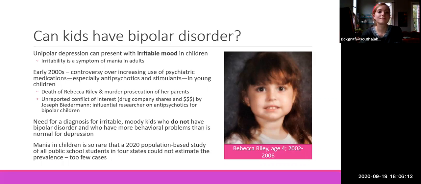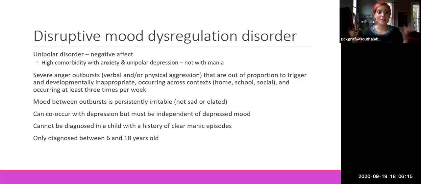Okay. So that brings us to disruptive mood dysregulation disorder. It's a unipolar disorder. It only involves negative affect, so it does not involve mania. Kids with disruptive mood dysregulation disorder, DMDD, have high comorbidity with anxiety and depression, and they're likely to grow up to develop anxiety and depressive disorders. They don't grow up to have mania. It's not a bipolar disorder. So a lot of the kids who are being falsely diagnosed with bipolar disorder and overprescribed medications probably had disruptive mood dysregulation disorder.